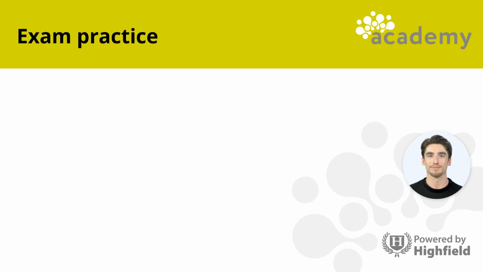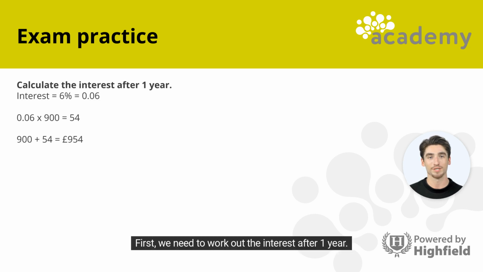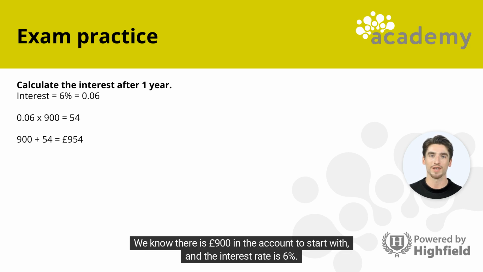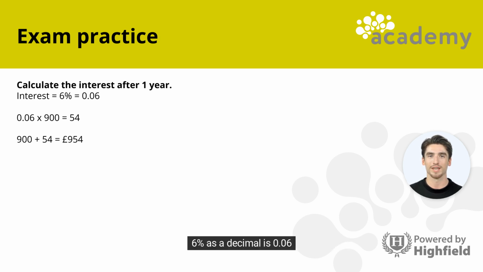Did you get it right? Let's work through it together. First, we need to work out the interest after 1 year. We know there is £900 in the account to start with, and the interest rate is 6%. 6% as a decimal is 0.06. 0.06 multiplied by £900 equals £54. After 1 year, the account will contain £954.